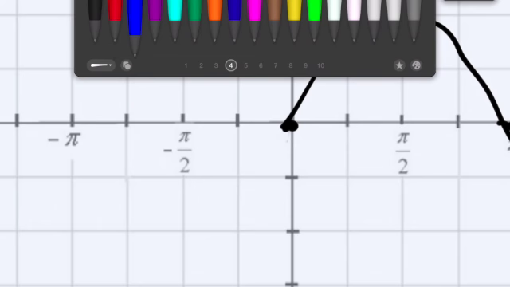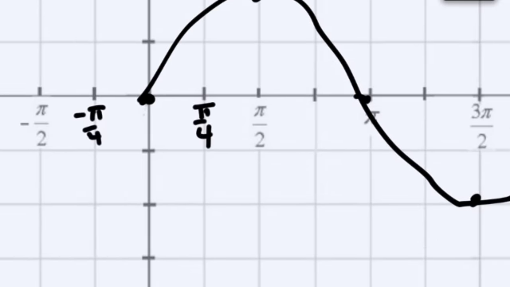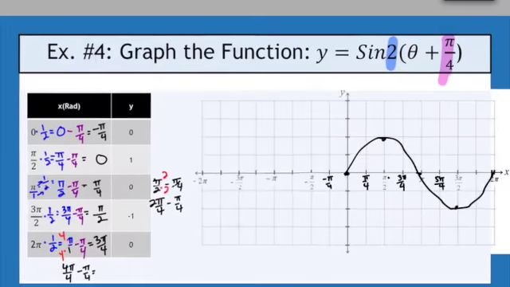So this is negative pi over 4. This is going to be positive pi over 4. This is 2 pi over 4. This is 3 pi over 4. This is 4 pi over 4. But we don't actually write it as 4 pi over 4, right? We just write it as pi. And then we've got 5 pi over 4. Okay, and that's all we need. And we can keep going that way too on the x-axis in both directions.